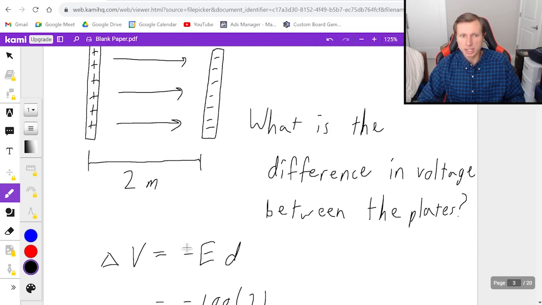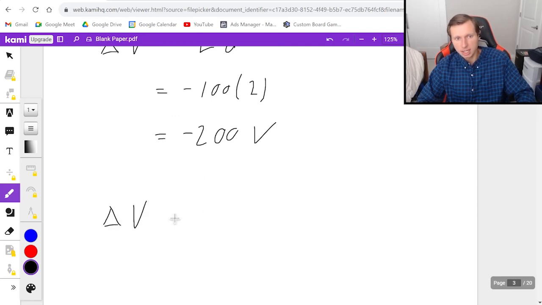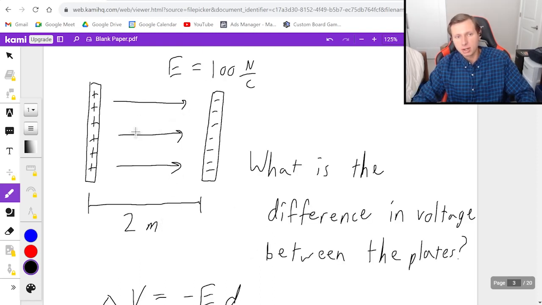First, I'll explain why it's there in the first place. As we can see, the electric field here points from left to right. That makes sense. In other words, the electric field points in the positive direction. However, by definition, what does delta V mean? Delta V means V final minus V initial. If I look at the plates here, I would say this side is the final because the electric field lines point there, and this side is the initial, which means my voltage is going to be some negative number minus a positive number.